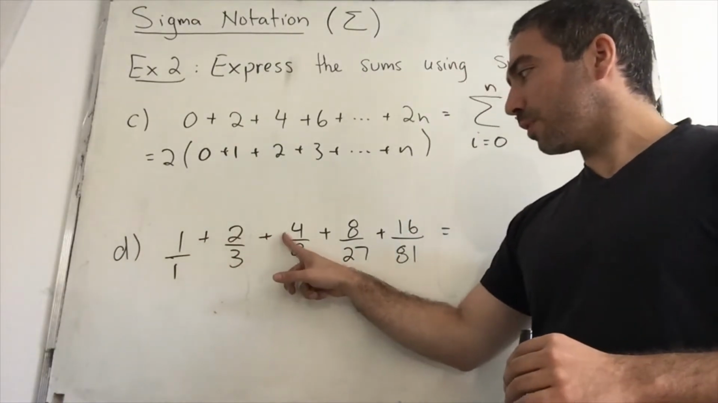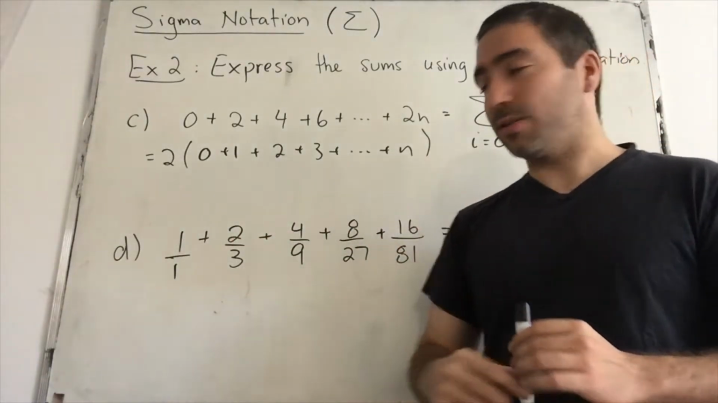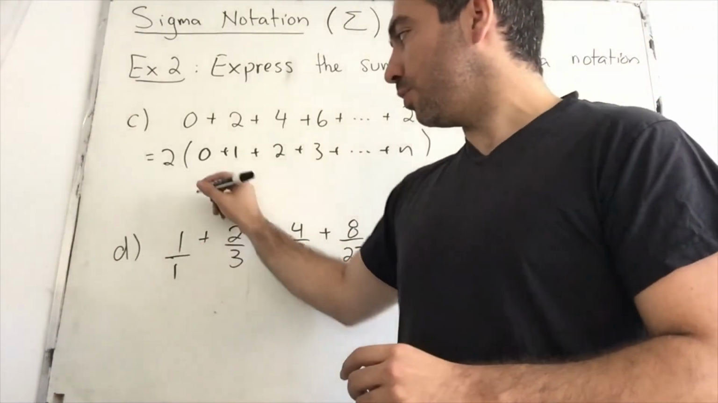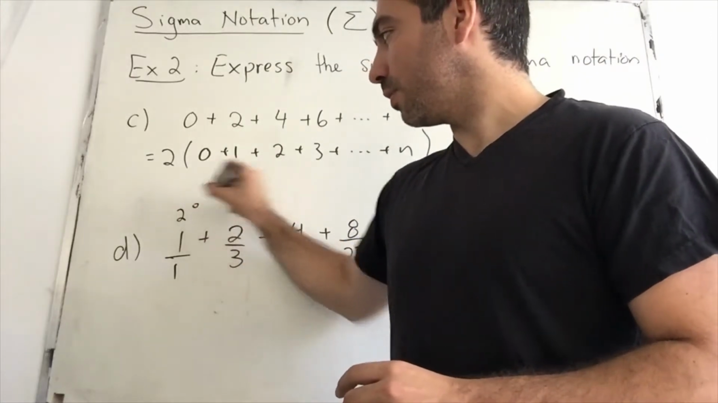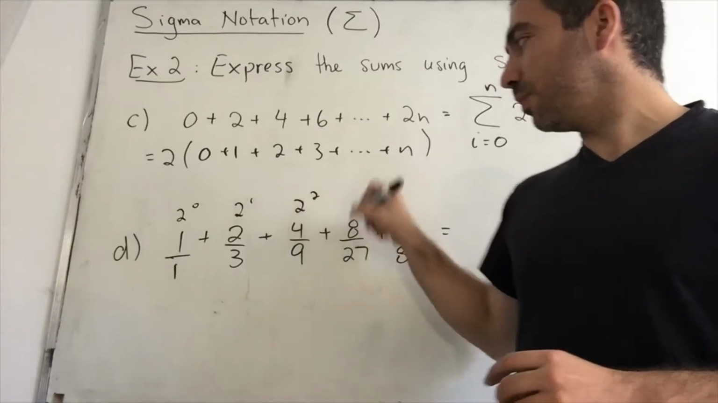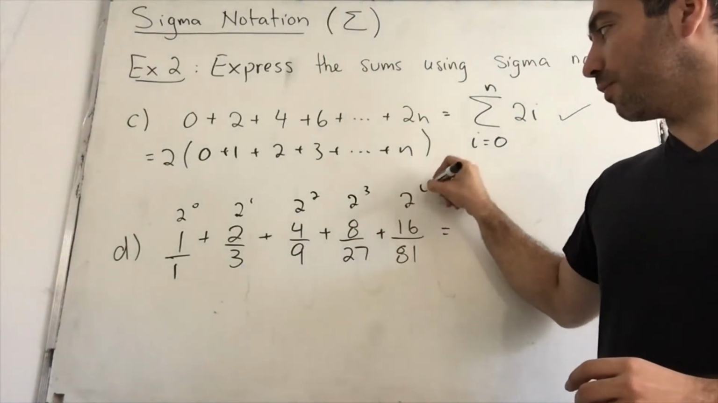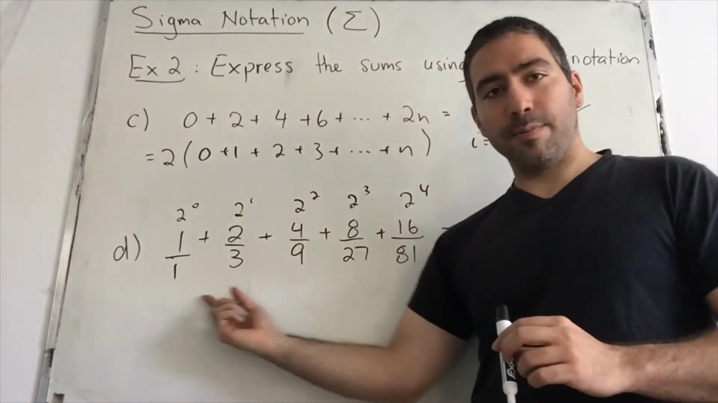1, 2, 4 could be written base 2, 8 could be written base 2, 16 could be written base 2. So I could think of the numerator as 2 to the 0, 2 to the 1, 4 could be expressed as 2 to the 2, 8 could be expressed as 2 to the 3, 16 could be expressed as 2 to the 4. And same argument with the denominator.